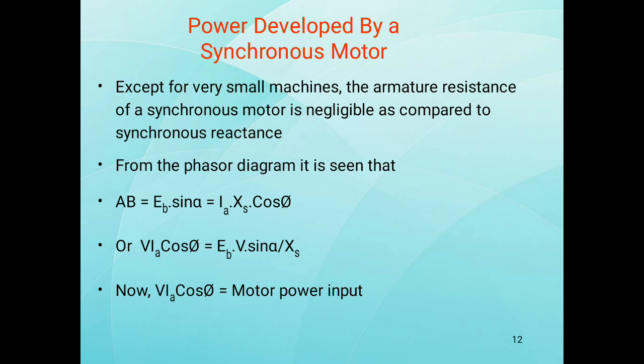Now, power developed by a synchronous motor. Except for very small machines, the armature resistance of a synchronous motor is negligible as compared to synchronous reactance.